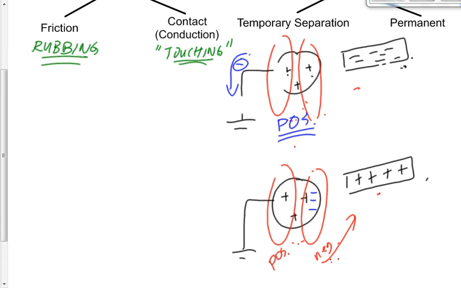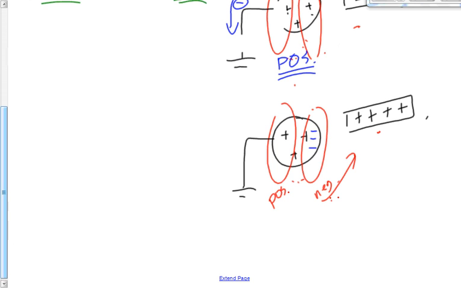A positively charged object. Almost the same deal down here. This time, however, the electrons aren't getting pushed down into the earth. The electrons are getting pulled up from the earth. Now you've got a whole bunch of extra electrons in there. Now you don't have a separation of charge. Now you have a negatively charged object. How do you make it permanent? Cut the ground wire.